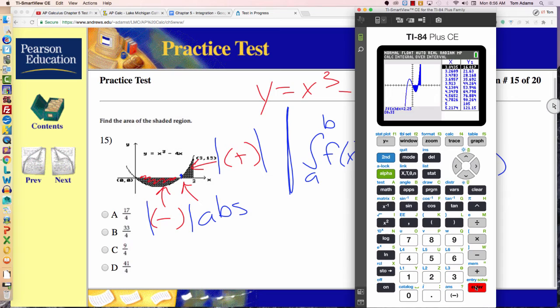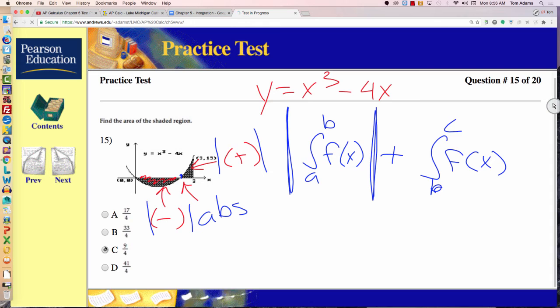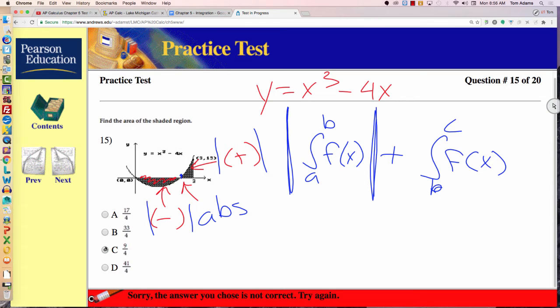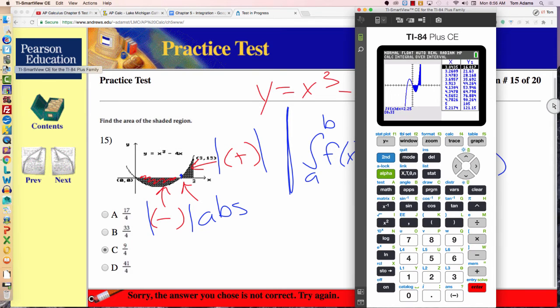Well, as I look, 4 times 2 would be 8. I think it's 9, right? Or 9/4? No? So it's not 9/4. So now here's what I've got to do. What happened is, and I'll show you in a second, this little area right here is going to be a negative value. And so I've got to figure out where they actually cross.